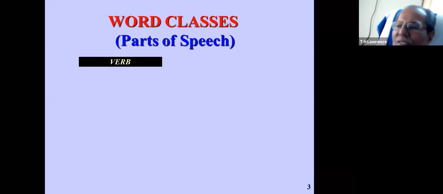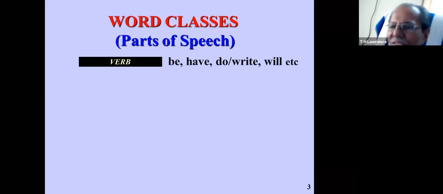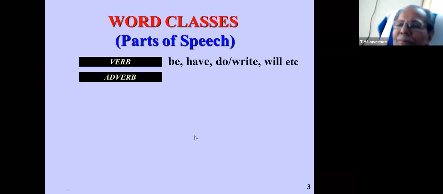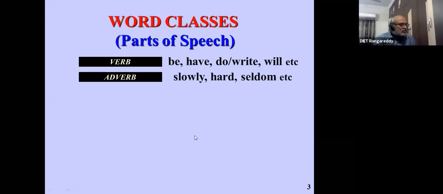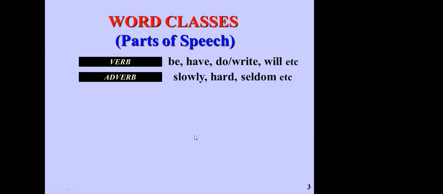Let's see each one. I'll expose you to all the word classes and then we'll go to verbs. See here, verbs. We have do, then write, will, etc. Will, in the sense that it's a modal verb. Then comes adverb. See, slowly, hard, seldom. You know that. This is only to recall what we have already learned under parts of speech.